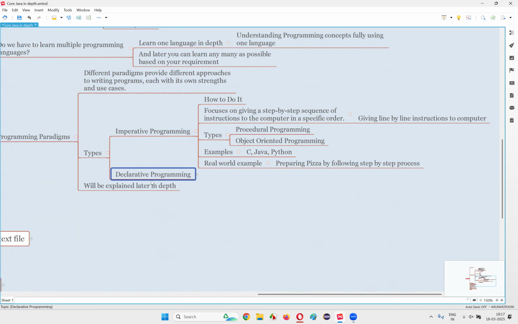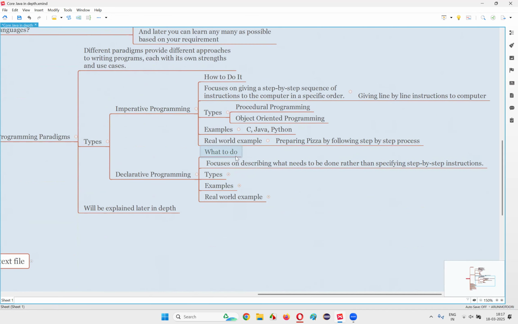Then declarative programming is about what to do. It's not about giving instructions step by step to the computer, but describing what goal needs to be achieved, focusing on describing what needs to be done. I want this; how you will do it, I will not tell you, not step by step. I'll not write the code with step-by-step instructions to get the task done. Rather, I'll simply ask you, I want this, and you have to give me.